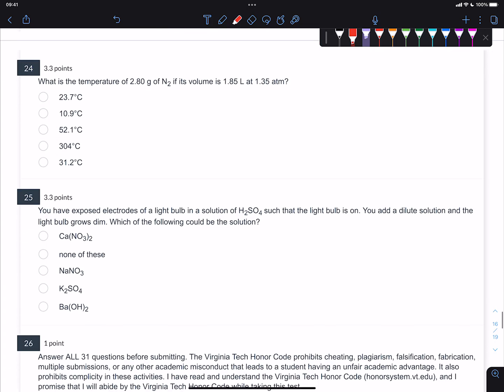Number 23, what is the temperature of 2.80 grams of nitrogen if its volume is 1.85 liters and its pressure is 1.35 atmospheres? Simple ideal gas law equation where you have to make sure things are right. Now, in this case, you're solving for temperature. So you're going to take your equation, move it around using algebra, and you're going to get that the pressure times the volume divided by n times R is going to equal the temperature. Remember, temperature must be in Kelvin mathematically. Notice how all your answer choices are in Celsius. That's because you're going to turn it into Celsius.